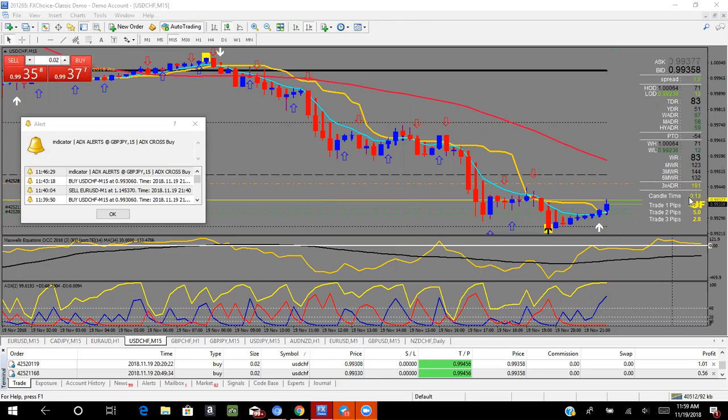Here's where it shows the candle time. Oh, and this is the 50 EMA. This is the 8, the blue one. Okay, there's our new candle, still going up. I have 15 minutes to watch it go.